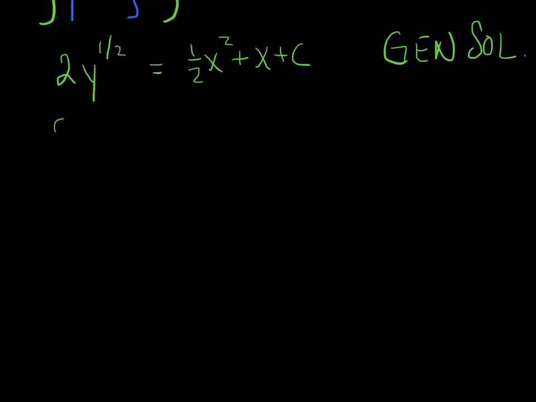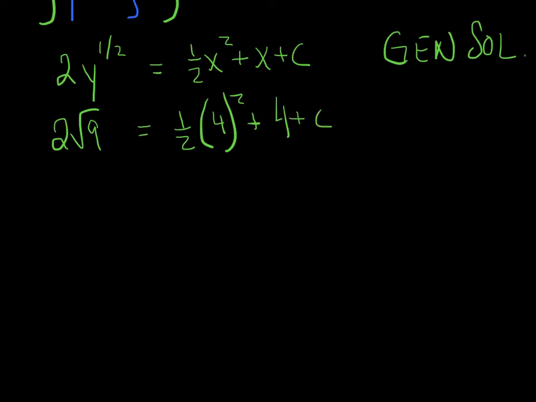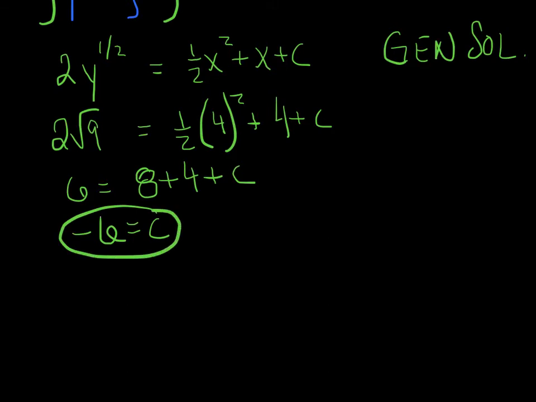Okay, so we've got 2 times radical 9 equals 1/2 of 4 squared plus 4 plus c. Okay, so we've got 6 equals, 8 plus 4 is 12. Subtract the 12. I got negative 6 as my c value. So all I'm going to do is plug that in exactly where my c was when I started subbing.